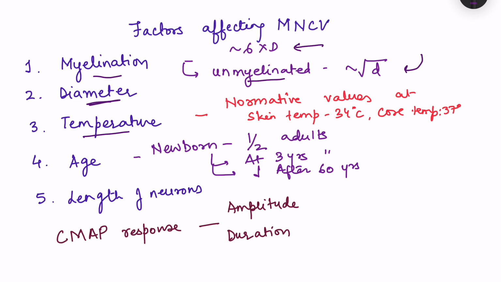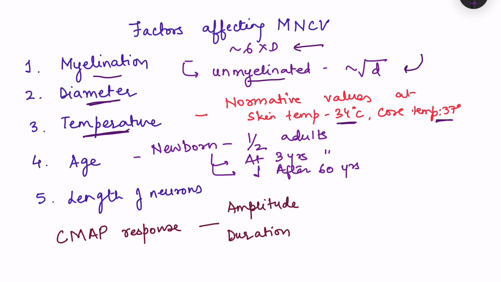Then we have temperature. With an increase in temperature, there is an increase in nerve conduction velocity. Why? Because of the Brownian motion of the molecules. They will move with more speed. Now, the normal values of nerve conduction velocity which we consider are taken at a skin temperature of 34 degrees Celsius and a core temperature of 37 degrees Celsius.